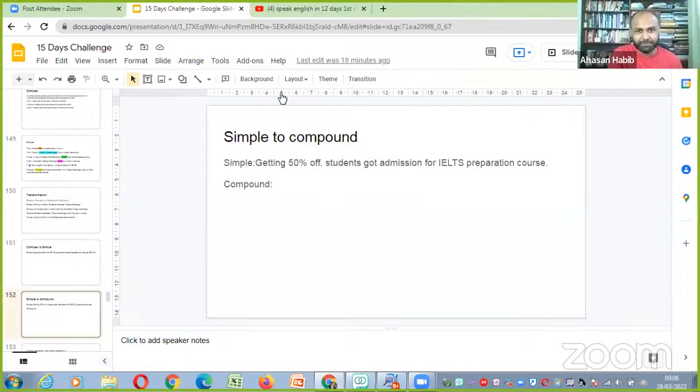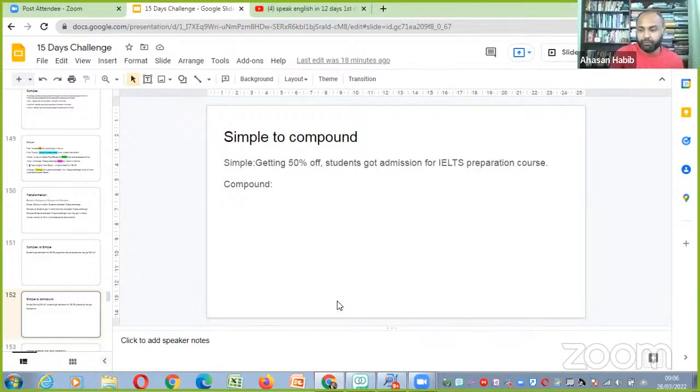Okay, so now we go back to the class. Please type in the chat box: simple to compound. Getting 50% off, students got admission for the IELTS preparation course. So compound would be: students got 50% off and they got admission for the IELTS preparation course, right?